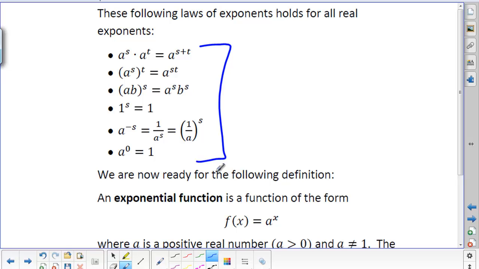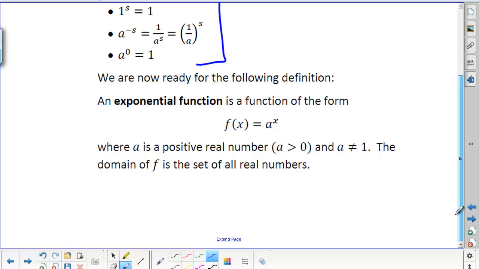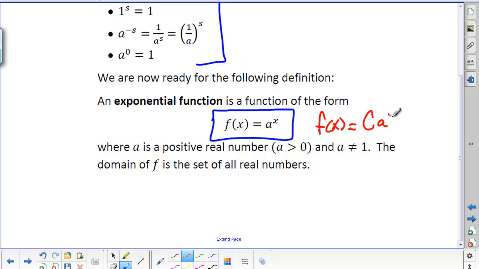But just know that we'll be needing these properties of exponents later on when we start looking at solving some equations with exponential functions. All right, so let's get to the actual definition of the exponential function. And this is the basic form of an exponential function. The book actually has a different sort of definition. The book has f of x equals c a to the x, where c is a constant.